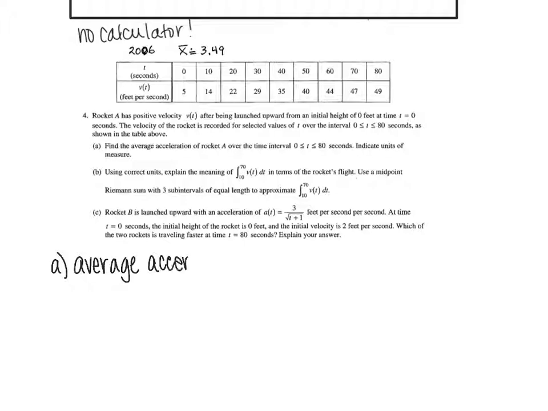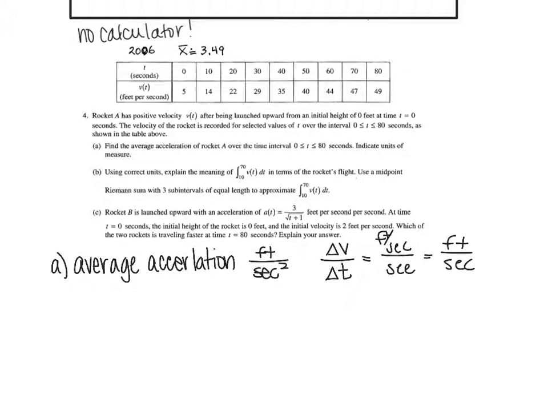So part A, we're supposed to find average acceleration. So that word average should mean to you old-fashioned slope. And what's units for acceleration? Well, in this problem, velocity is feet per second, so acceleration should be feet per second squared. So we want to have units of feet over second squared. So we need to use change in velocity over change in time. Isn't this going to be feet over seconds divided by seconds, which gives us our feet per second squared?